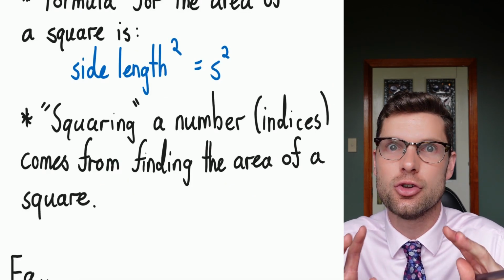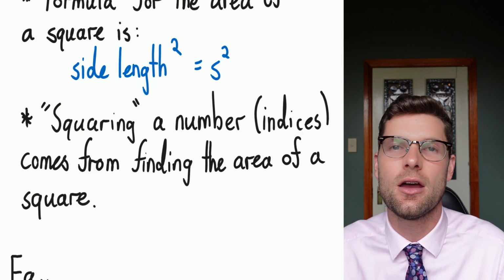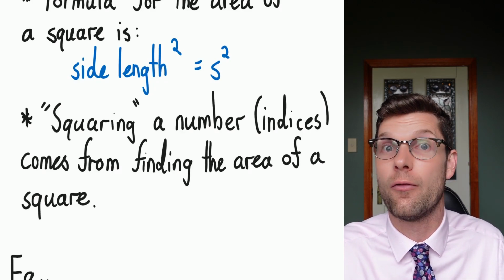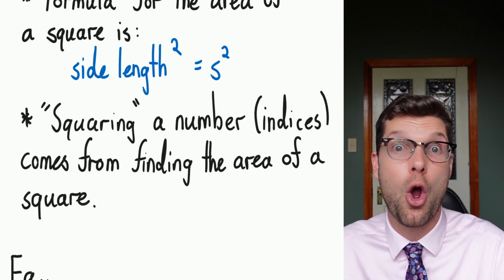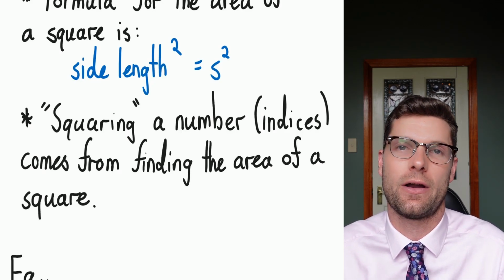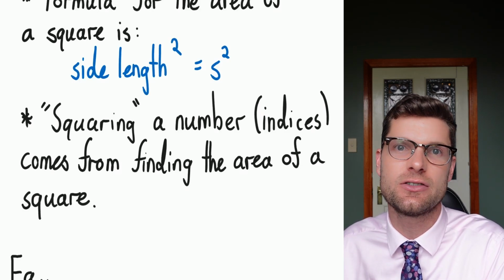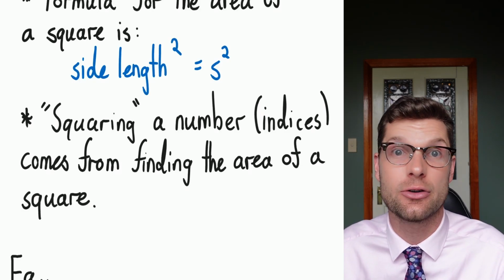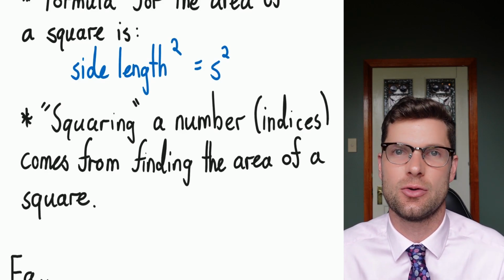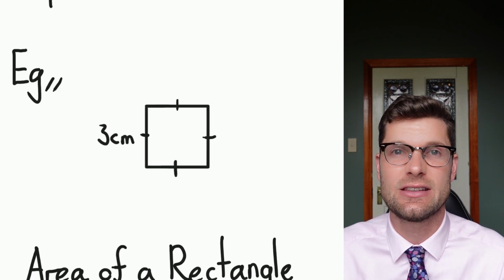The actual term, when you square a number, like we did in indices, if you had 4 squared, we would say that's 4 times 4, or 4 times itself. That word square actually comes from how you find the area of one of these squares. So this is just linking our indices knowledge from before, using these powers of 2, to the topic that we're doing right now.